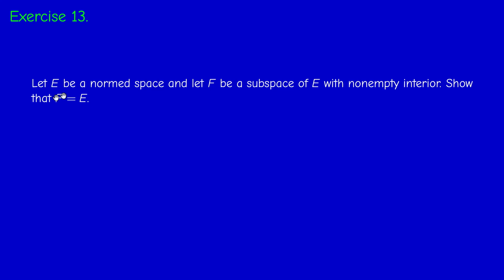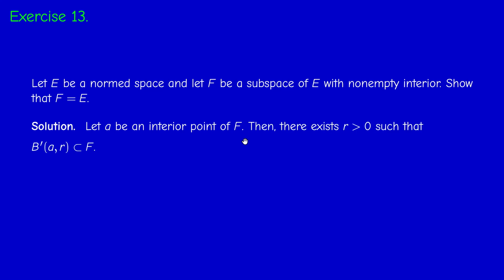So we'll prove that any element in E is necessarily in F. Take first an element, small a, in the interior of F. What does this mean? It means there is a ball, a whole ball around a, totally contained in F. And I can take this ball to be closed, as we observed. So there is a closed ball of center a and radius r totally contained in F.